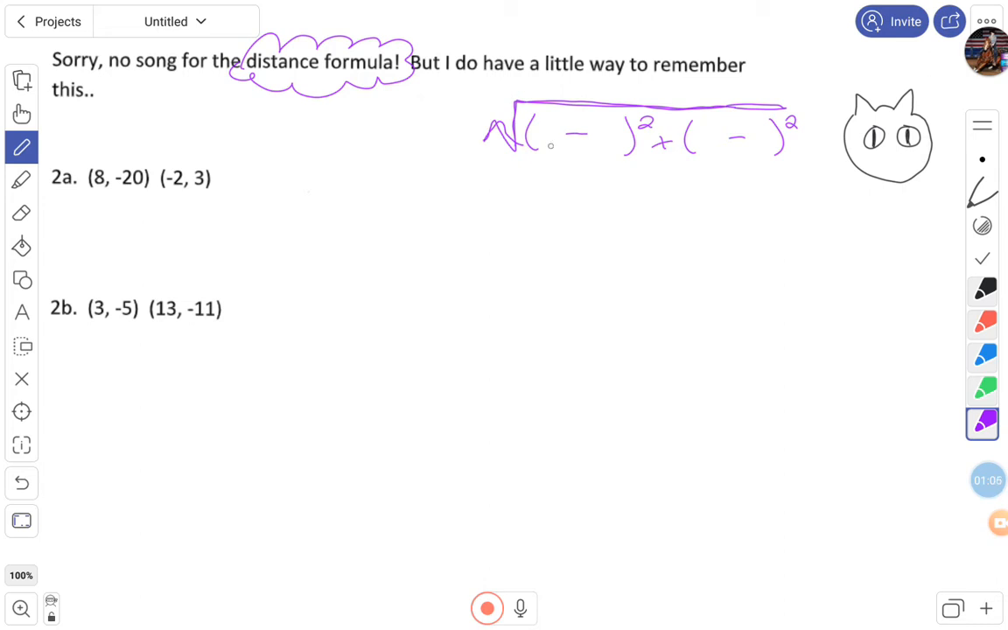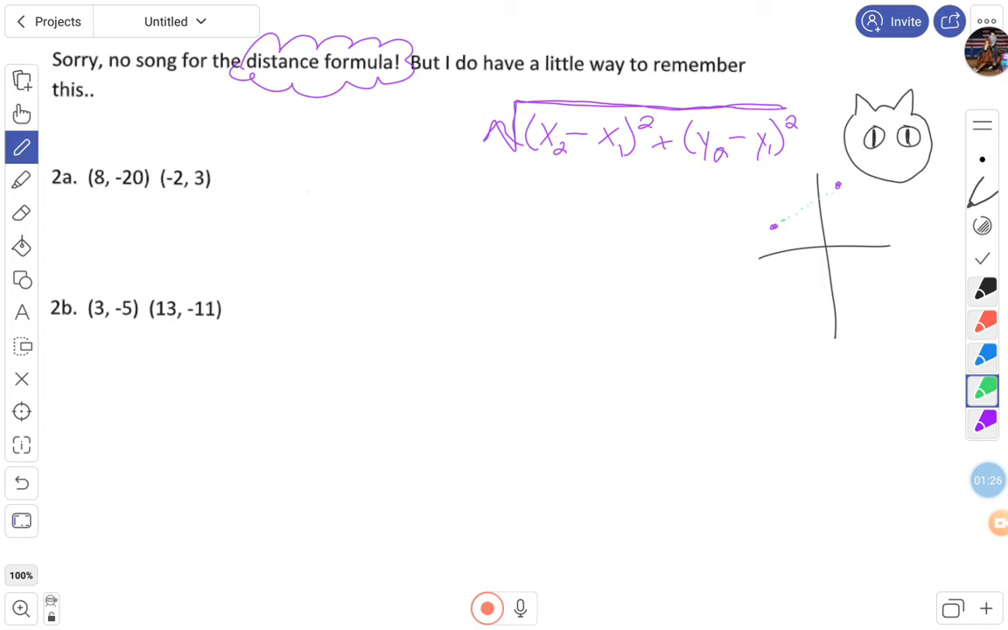I'm going to fill in some variables here. It's going to be x2 and x1, followed by y2 and y1. So that's the formula you need to know today. Basically what we're looking at is I'm going to have 2 points on a coordinate plane, and I'm going to be looking for the distance between the 2 points.